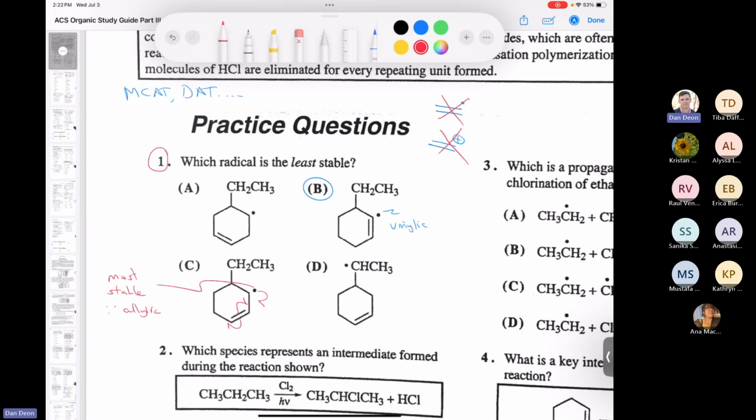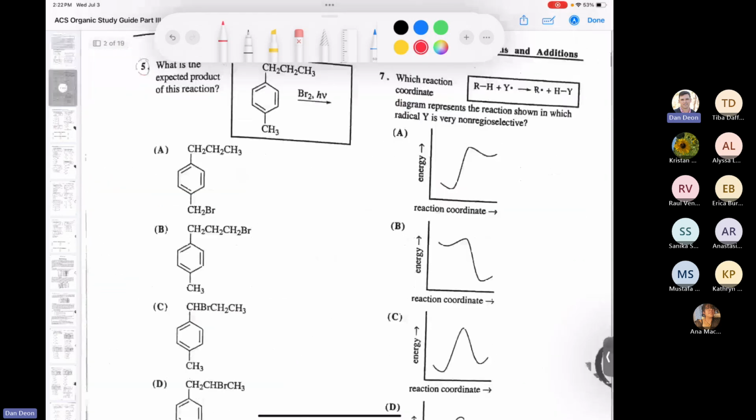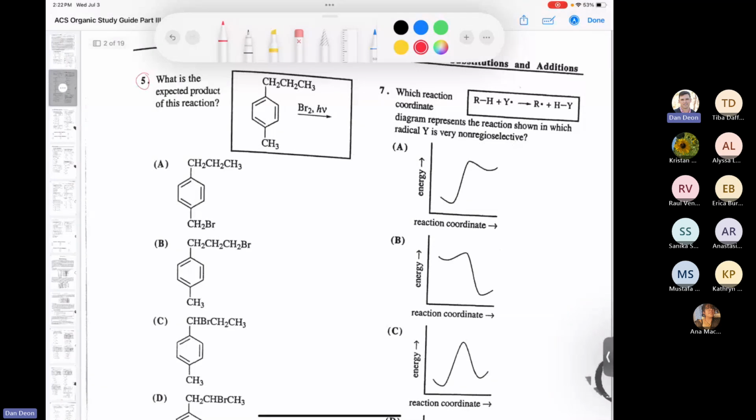So moving on from that one, the next one that I had on the list was question number 5. It just says, what is the expected product of this reaction? So this is just a bromination. So where is the bromine going to go? Well, if you remember the initiation, propagation, and termination steps, the initiation is forming the radical, but then once you form the radical, during the propagation, there's 2 steps. There's hydrogen abstraction, and then there's halogen abstraction, okay?